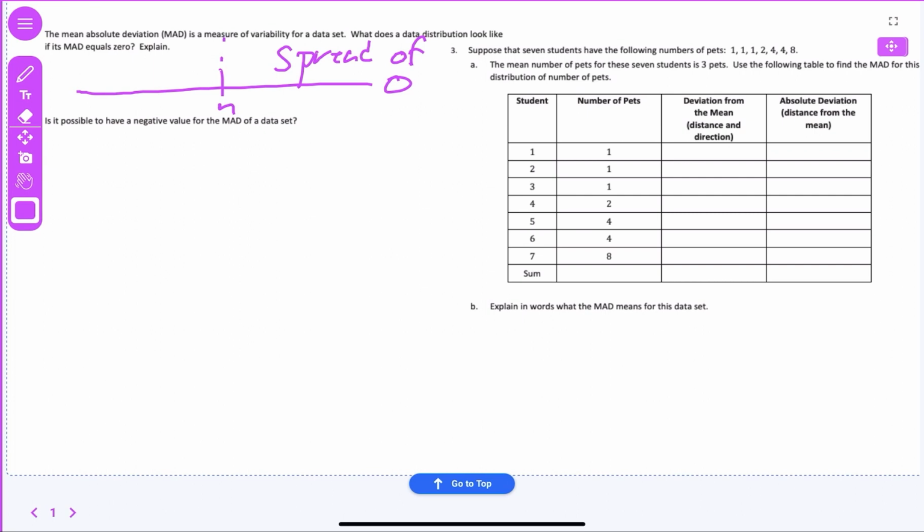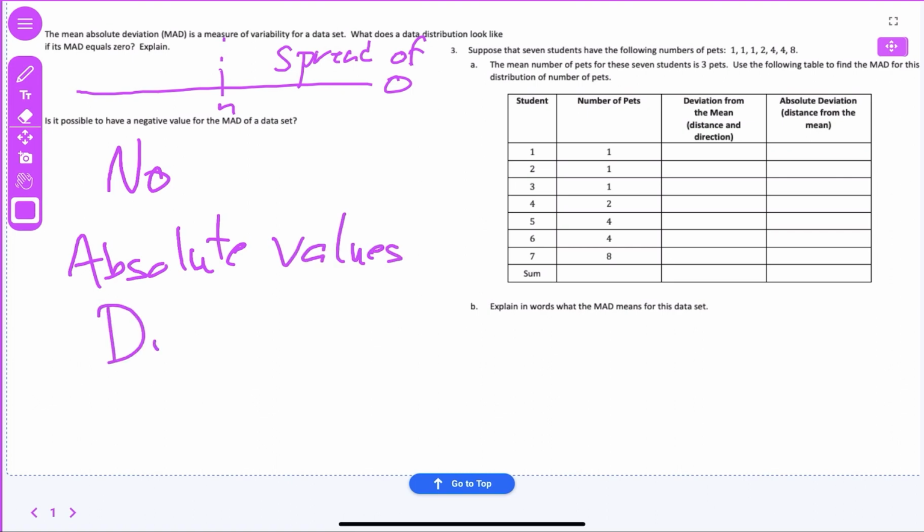What does MAD measure? The typical value of what? The distance from the mean. Can distance be negative? No, you can't go a negative 10 feet, right? So, that is why it cannot be. Is it possible to have a negative? No, it is absolute values and its distance.